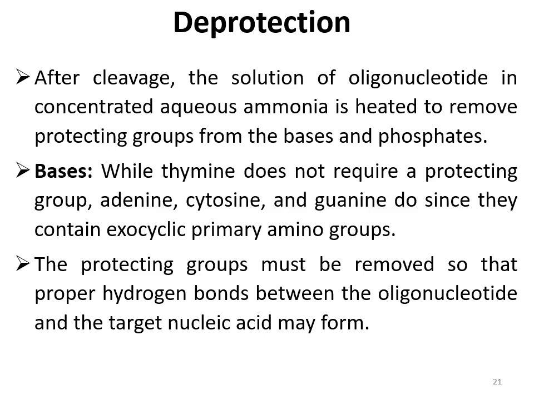We are going to discuss the bases, how they are protected and with what protecting group, while thymine does not require a protecting group. So here it is clear that thymine does not require any protecting group. Adenine, cytosine and guanine need to be protected. They contain an exocyclic primary amino group. The protecting group must be removed so that proper hydrogen bonds between the oligonucleotides and the target nucleic acid may form. So we are going to discuss how adenine, cytosine and guanine are protected.